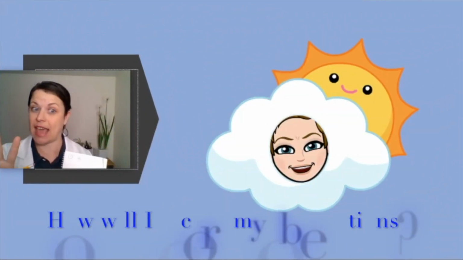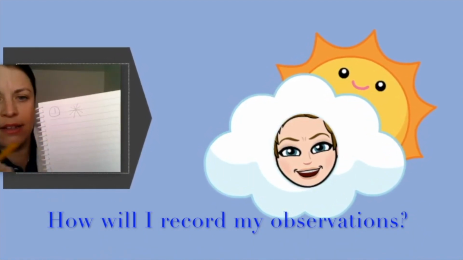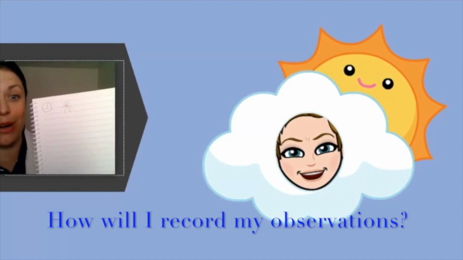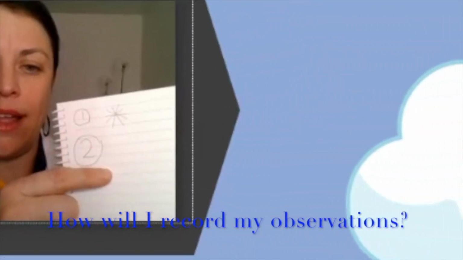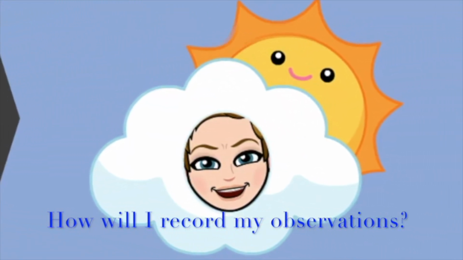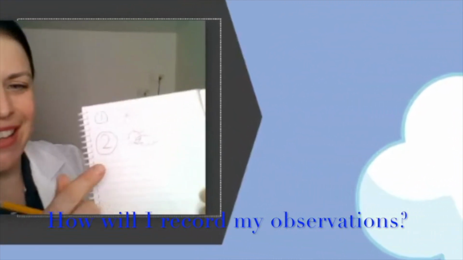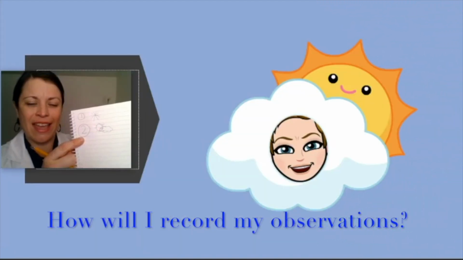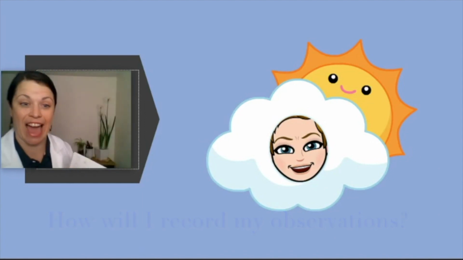This is the second observation. I have number 1. Now I'm going to write the number 2. The first time it was snowing. The second time, what type of weather is it? There was sun and a cloud. When we looked out the window the second time, there was sun and a cloud.